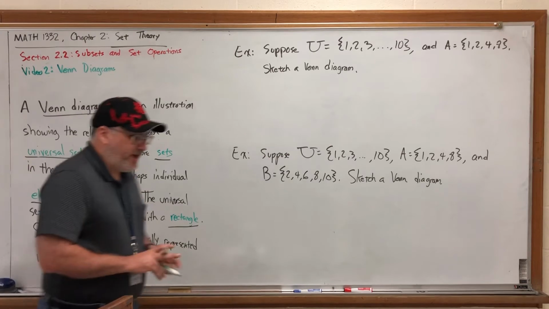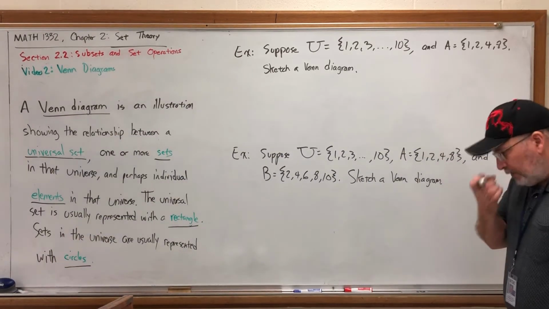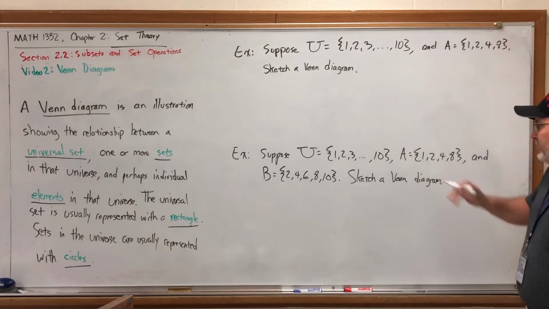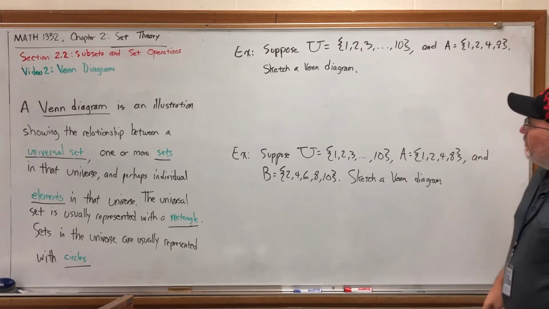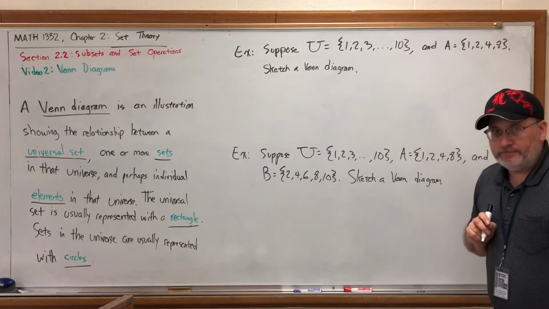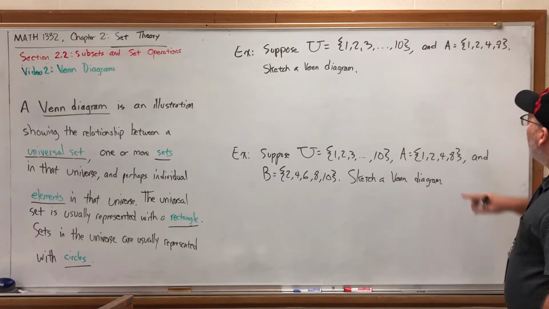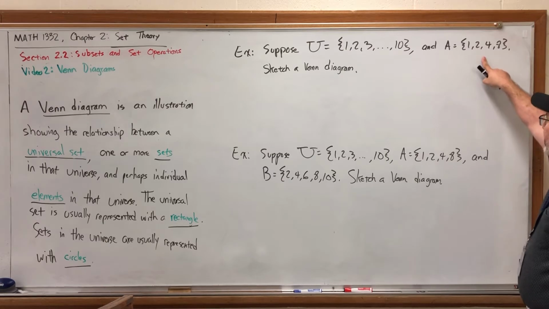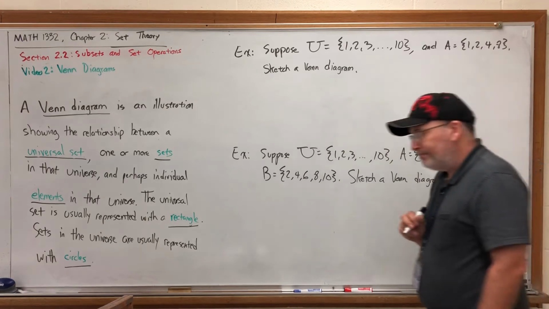You've probably seen Venn diagrams before. We're going to sketch a couple. The first example involves a universe and one set within it. The second involves a universe and two sets within it. For the first example, suppose the universe is the set containing 1, 2, 3, 4, 5, 6, 7, 8, 9, 10. And we're going to let set A contain some of the elements of that universe. In this case, set A contains the numbers 1, 2, 4, and 8. Then we'll sketch a Venn diagram.